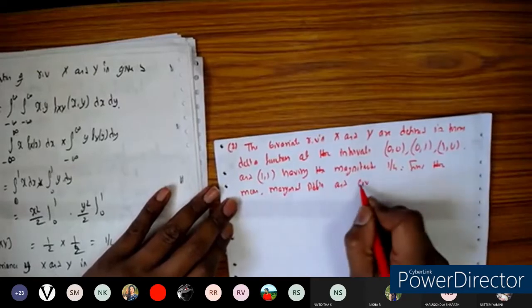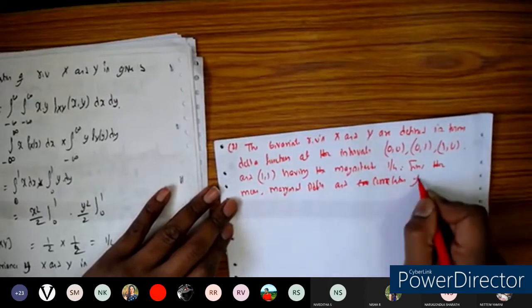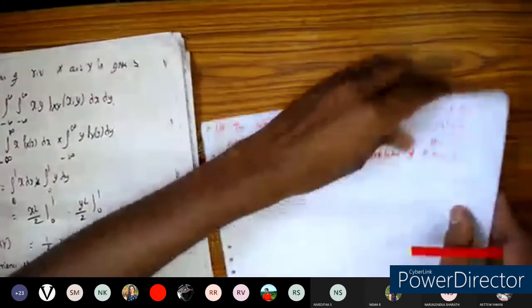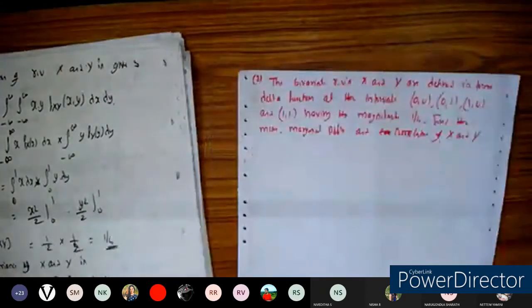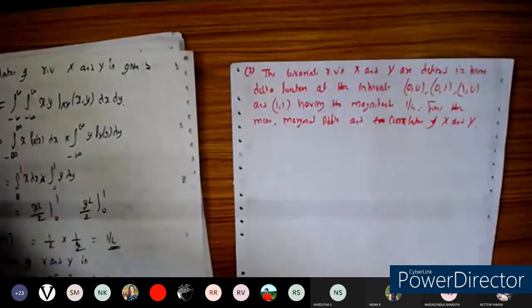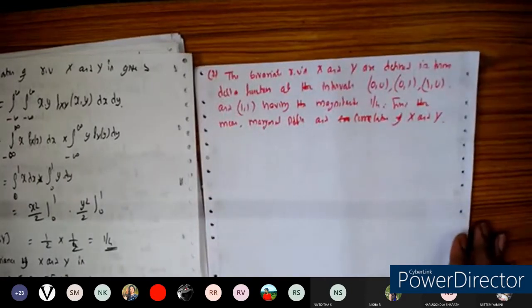and correlation of x and y. Correlation of x and y. So I think you can see, right? In my mobile, I'm not able to join. So, okay, correlation of x and y. Okay, so got it now.